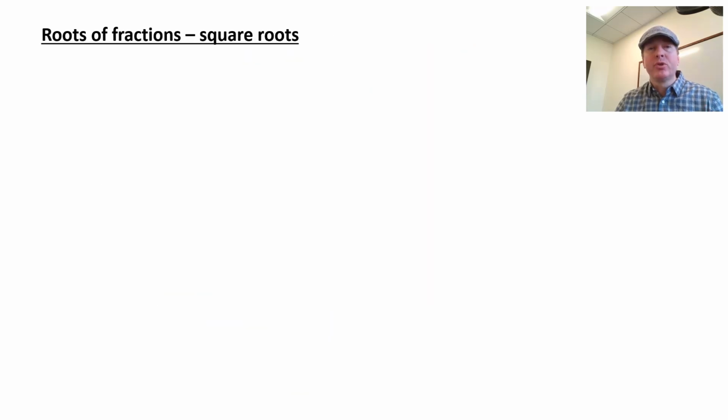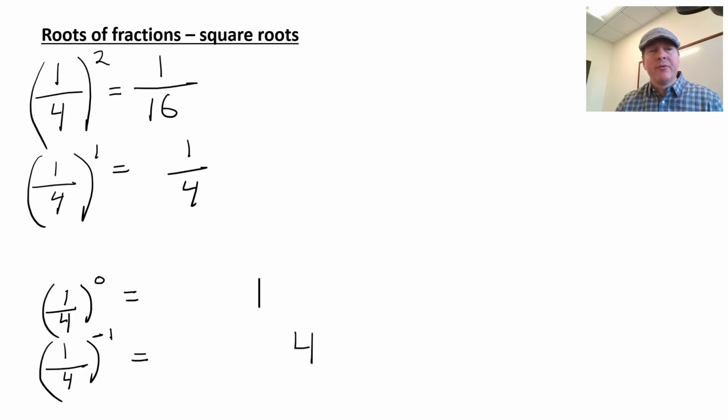Let's talk about the square roots of fractions. Here I've written out a fraction raised to different exponents, and you see that if it's a fraction raised to a positive exponent, the number gets smaller, not bigger. If you make the exponent a smaller number, the fraction, when raised to an exponent, gets bigger, not smaller. So I wrote 1/4 to the 1 is simply 1/4.